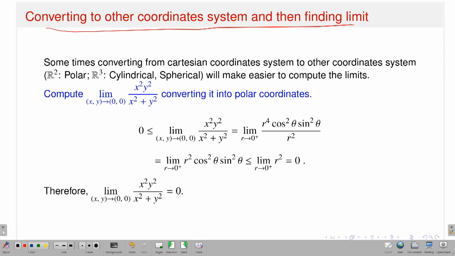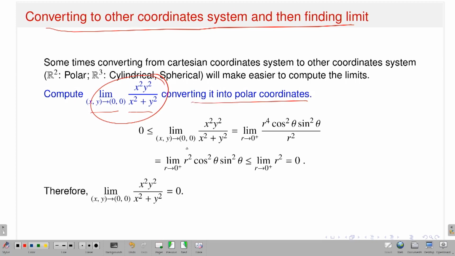For example, if I want to compute the limit as (x, y) approaches (0, 0) of x square y square divided by x square plus y square. Looking at this kind of function, with squares of x and y in the numerator and x square plus y square in the denominator, you can guess that instead of doing it with the Cartesian coordinate system, if I change it to polar coordinate system, things will be easy to prove. So that's what I wanted to convince you of: compute this by converting into polar coordinates.